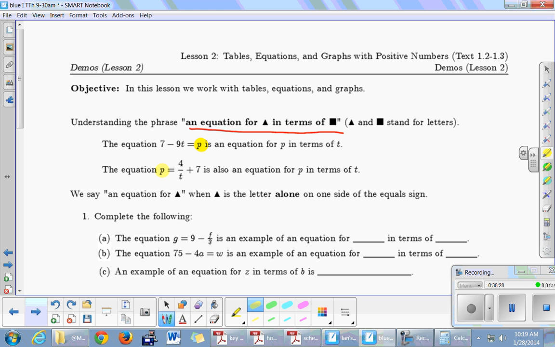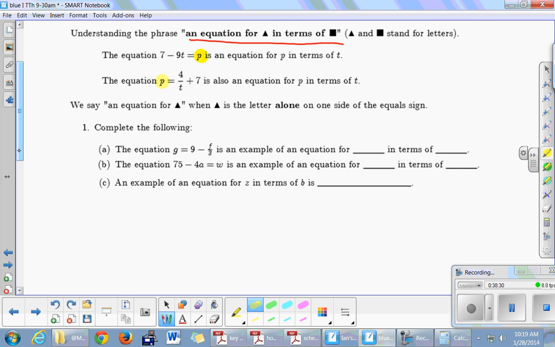So let's try number 1 here. Let's move to this back table. Can you read number 1, please? Okay, an equation for. Whatever comes after this word for is the letter that's by itself. What is it? G. The other blank is the other letter in terms of F. Easy enough. Let's go around that same table to the back here.